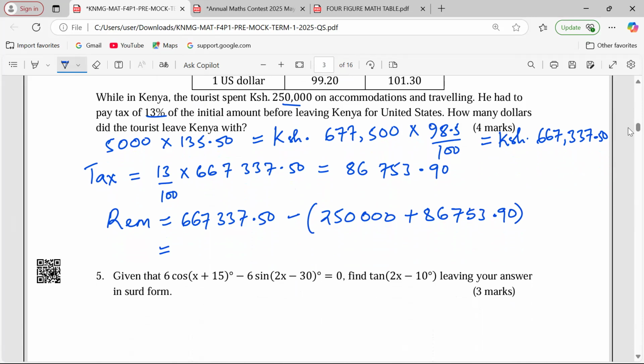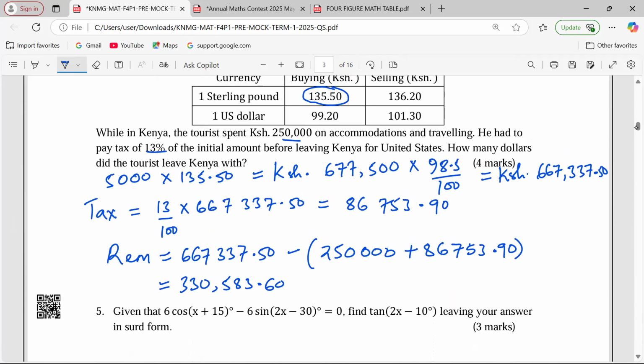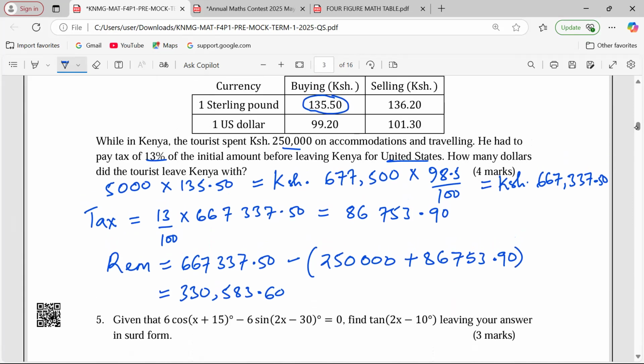So the real balance shall be, so I take 667,337.5, we subtract 250,000 and 86,753.9. So this is going to give us a balance of 330,583.60 Kenya shillings. So this is the balance the gentleman is having by the time he's now planning to travel to the US, the United States.